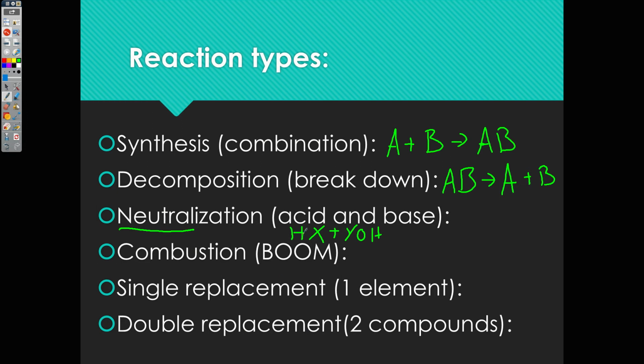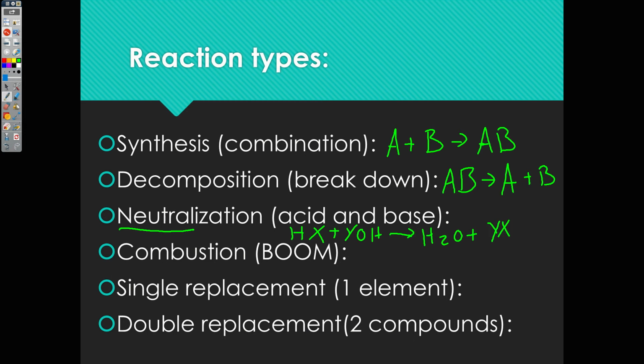But an acid starts with hydrogen, a base ends in OH, and it's going to yield water, H2O, plus a neutral salt, right? Which is going to be a combination of your X and your Y. Oops, sorry, that's actually backwards. It'll be YX because positive one always comes first.